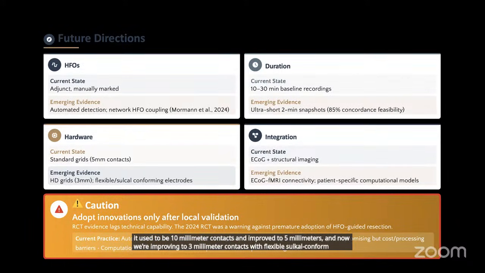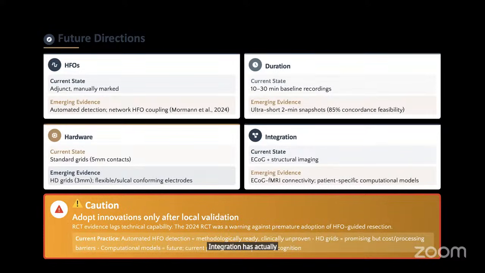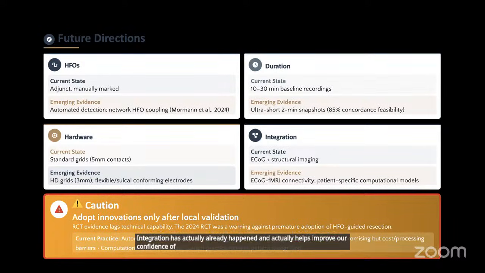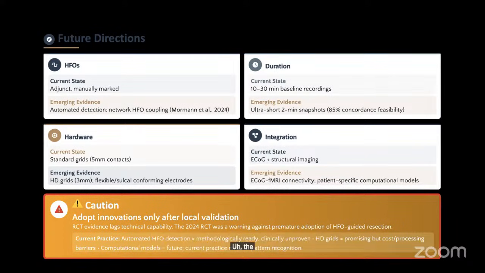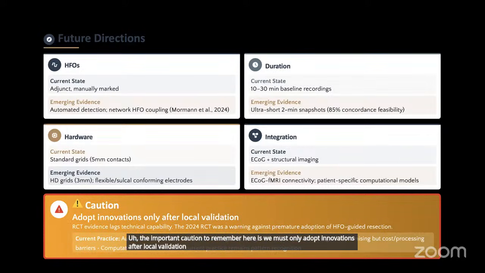We have moved from 10 to 30-minute baseline recordings to ultra short 2-minute snapshots, which actually offers almost 85% concordance. And finally, ECOG plus structural imaging integration has actually already happened and helps improve our confidence of resection. The important caution to remember here is we must only adopt innovations after local validation. So RCT evidence usually lacks the technical capability. Please be careful. Don't simply jump into the latest new things without local validation.